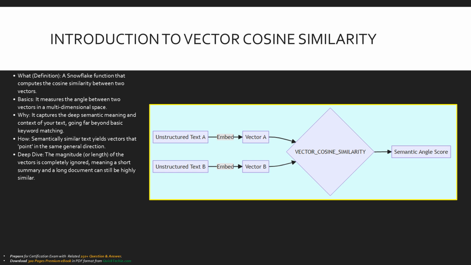Take a look at this flowchart, which illustrates the basic data transformation. On the left, we start with two separate pieces of unstructured text. Both are processed by an embedding model to generate vector A and vector B. These two arrays of floating point numbers are then fed directly into the vector cosine similarity function in the center. The engine mathematically compares their angles and outputs a semantic angle score on the right, instantly quantifying how closely related the two text concepts are.